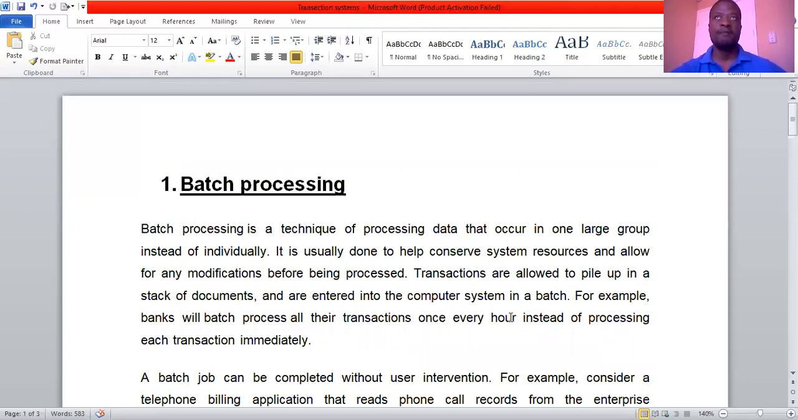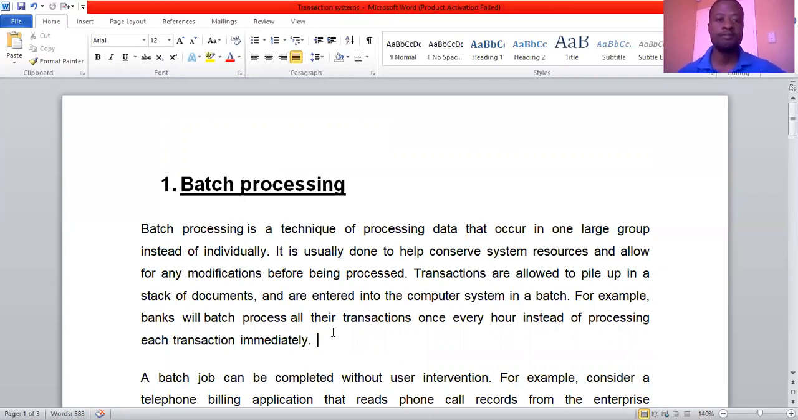Okay, so we are going to look at the difference between these two processing systems, because when it comes to data processing, it's actually done in different ways. You can either process it in batch or right on the spot, immediately after the data is received. These are the two types of processing systems that we're going to discuss.